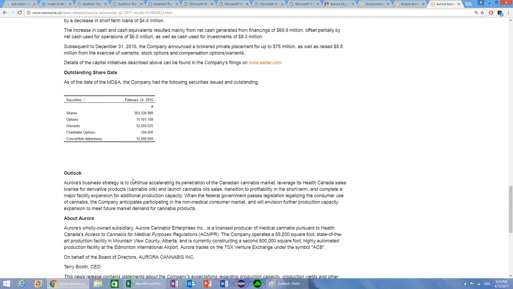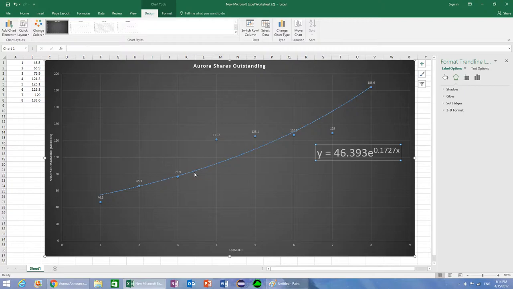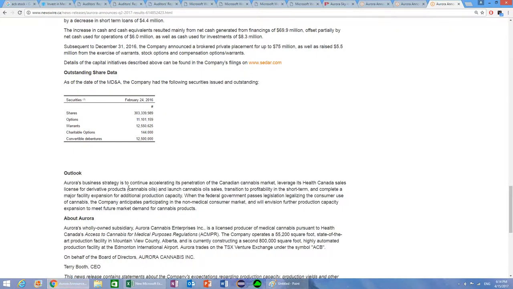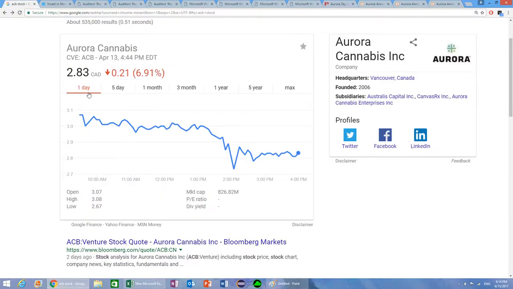In a year from now, we're going to have about 520 million shares, according to this graph at least. I'm going to bump that down a little bit. We're just going to say 500 million outstanding shares as our example. At 500 million outstanding shares, Aurora Cannabis is going to be worth about, in US money, $1.2 billion, and in Canadian, that's going to be $1.4 billion.